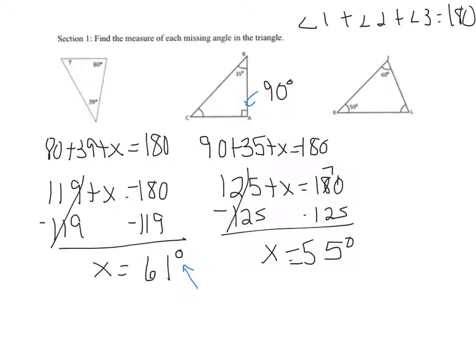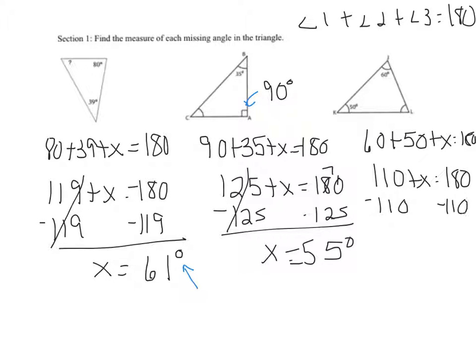And then we have one last one. We have 60 plus 50 plus x equals 180. Oh, barely got it in there. 60 plus 50 gives me 110 plus x equals 180. And then if I subtract 110 from both sides, cancel this out, I'll have x equals 70 degrees. And that is how you find the missing interior angle of a triangle.